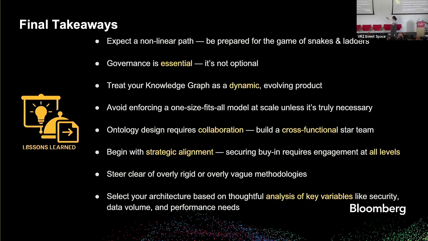Final takeaways, just a few of them here. The journey is not linear. Snakes and ladders, be prepared for that. Governance is essential. Treat your knowledge graph as a living thing; it's going to be evolving. Avoid enforcing one size fits all. That's not possible. Ontology design requires collaboration. Build that star team of yours, begin with strategic alignment prior to getting into implementation, and secure engagement at all levels. That is very important. Steer clear of making a very rigid system, and select your architecture based on a thoughtful analysis of the key variables that I just showed. And with that, thank you so much.